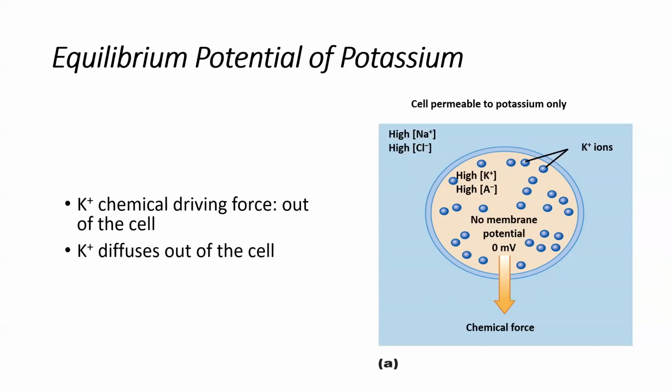We know that in actuality, both sodium and potassium are moving, but in order to sort of dissect this and really understand each of the ions individually, we're going to start by looking at them in a hypothetical cell where they're the only ions that are moving. So we start off with potassium. Potassium, we know, is high in concentration inside the cell.